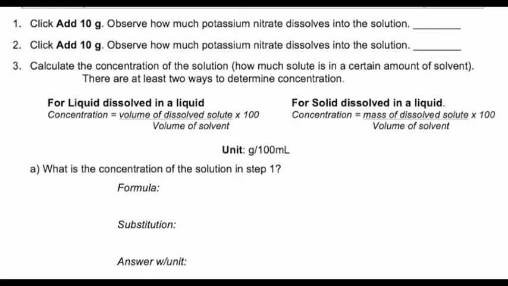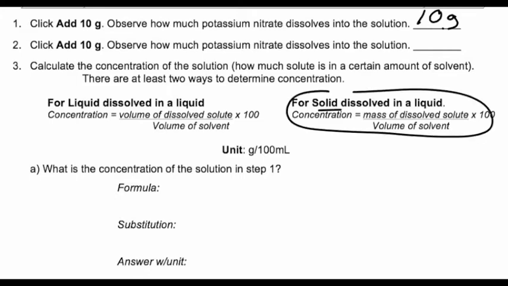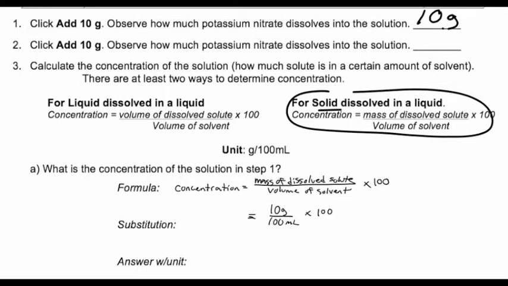We added 10 grams of potassium nitrate in the water and it dissolved. So, to find the concentration, we're putting a solid in a liquid, so we want this formula. Remember to write your formula first. Concentration equals the mass of dissolved solute divided by the volume of the solvent times 100. We put in 10 grams in 100 milliliters of water times 100. That equals 10 grams per 100 milliliters of water.